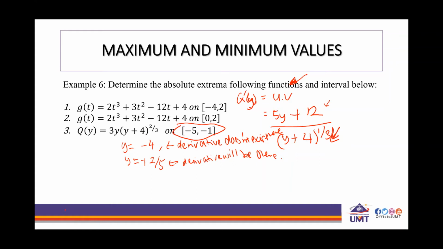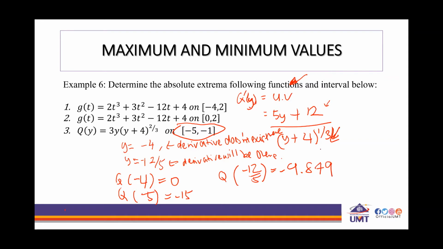Okay? So now, because negative 4 is in the interval and also negative 12 over 5 is in the interval, let's evaluate the function at these points and the end points of the interval. So now we'll get Q negative 4 equals 0, Q negative 5 equals negative 15, Q negative 12 over 5 equals negative 9.849, and Q of negative 1 equals negative 6.241. Okay? So the function has an absolute maximum of 0 at y equals negative 4, and the function will have an absolute minimum, okay, of negative 15 at y equals negative 5.